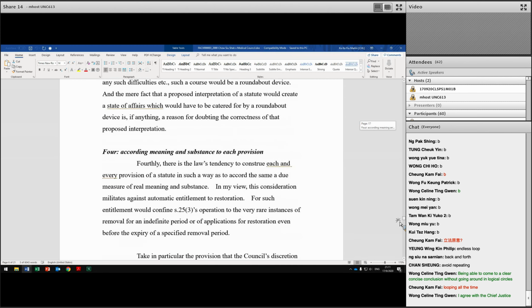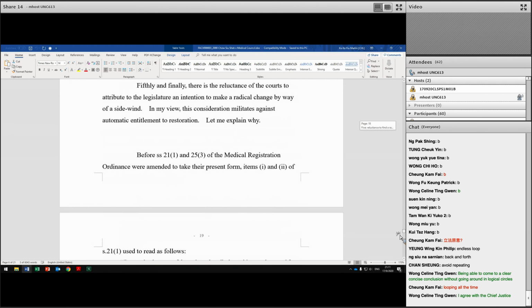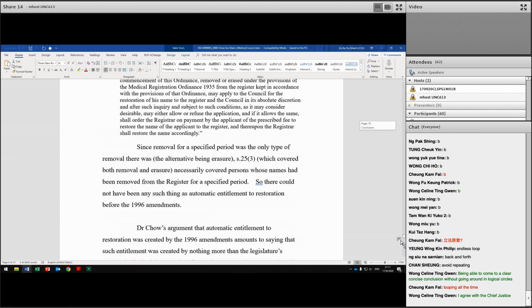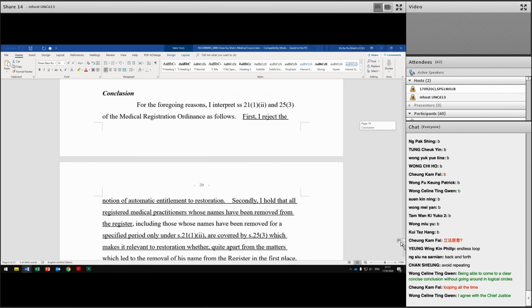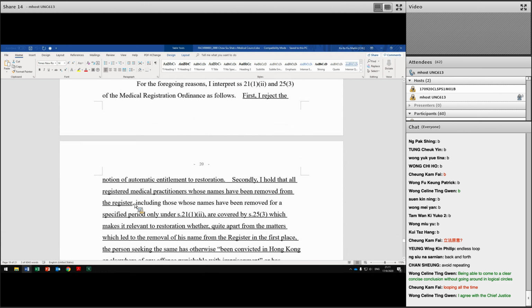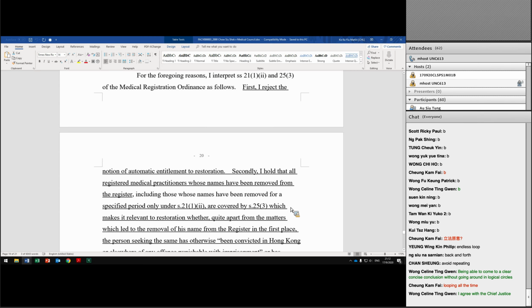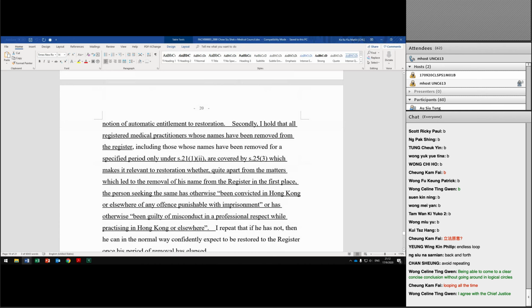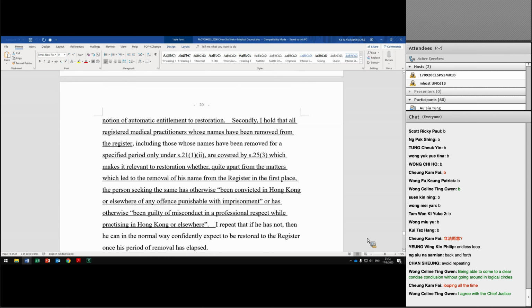So you find that altogether we have a lot of interpretive considerations. I reject the notion of automatic entitlement to restoration. I hold that all registered medical practitioners who have been removed are covered by Section 25, Subsection 3. So it means that all applications for restoration must be at the discretion of the Medical Council.